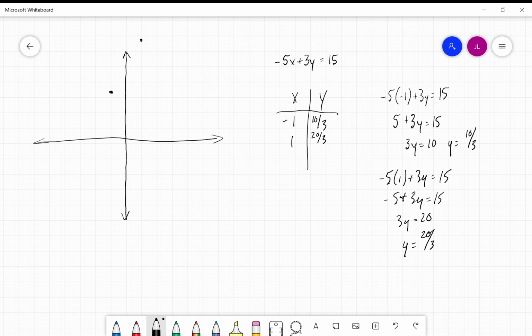What about another point? How about we do one when y is 0? That tells us where we end up on the horizontal axis. We have negative 5x plus 3 times 0 equals 15. 3 times 0 is 0, so negative 5x equals 15, and x equals negative 3. 1, 2, 3. If we connect these points, we will have a straight line. That's our line. So this is what we're doing when we graph using ordered pairs.